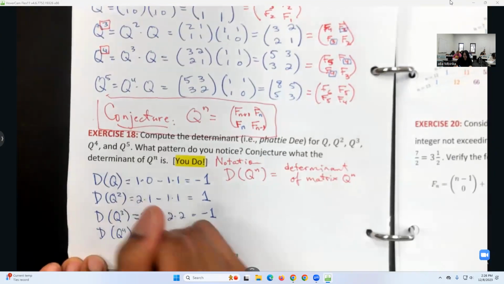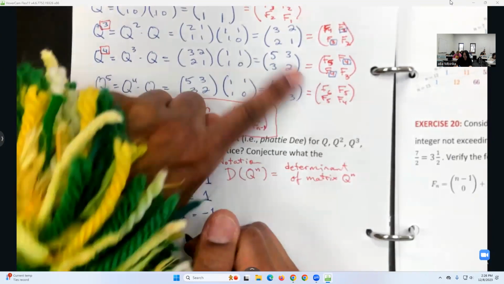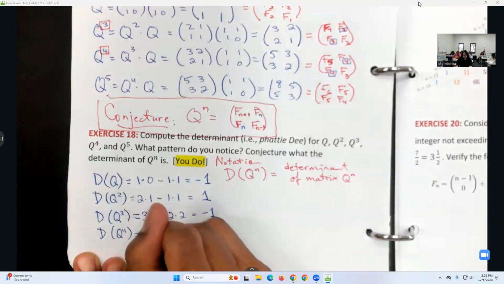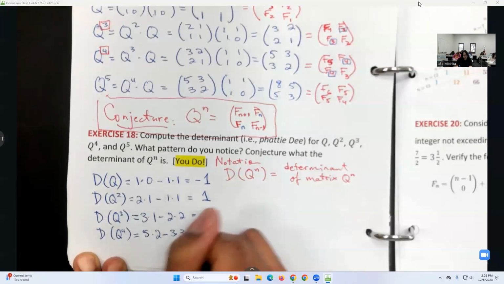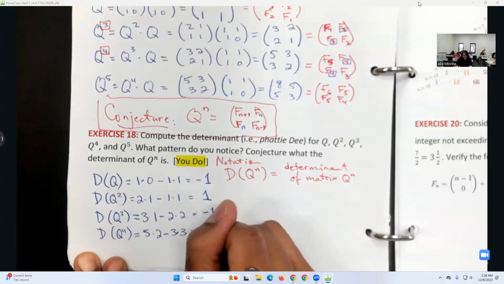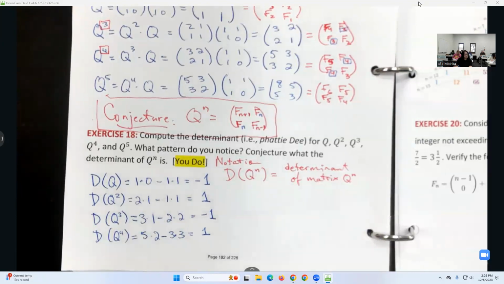d(Q to the fourth power) is 5 times 2 minus 3 times 3. So that's 10 minus 9, which is +1. Does anyone see a pattern yet? It flippy floppies. Yes, it's switching every time.